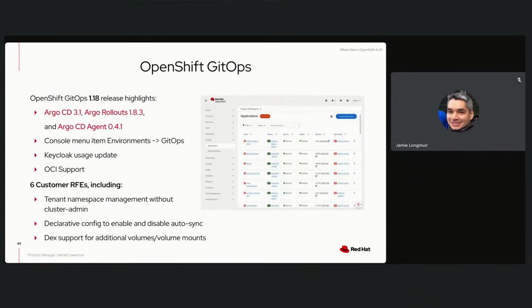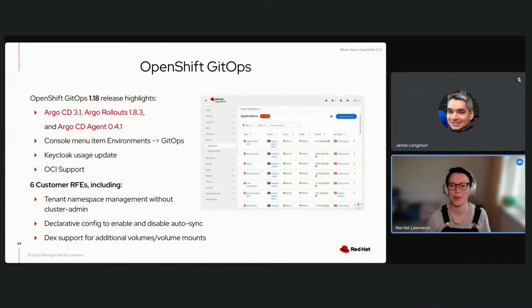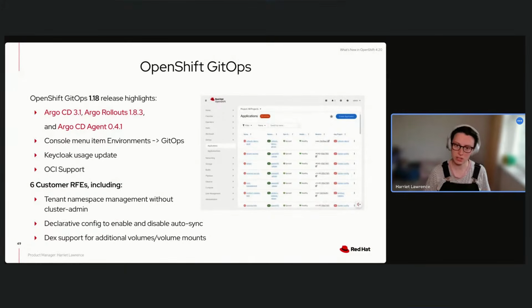Thanks, Jamie. For the latest GitOps release is version 1.18. If you're new to GitOps, it is an operator for continuous delivery, and it's based on Argo CD, which allows you to declaratively automate your deployments of things like applications, cluster config, or any other resources. The highlights of our 1.18 release includes first-class support for OCI repos as an application source. GitOps in the OpenShift console has had a little UI update with a new menu item name. So instead of environments, you can now find it under GitOps.